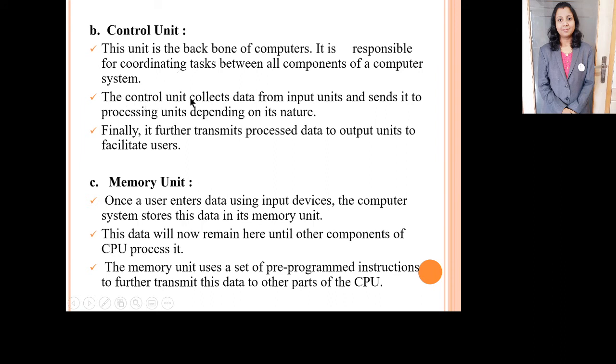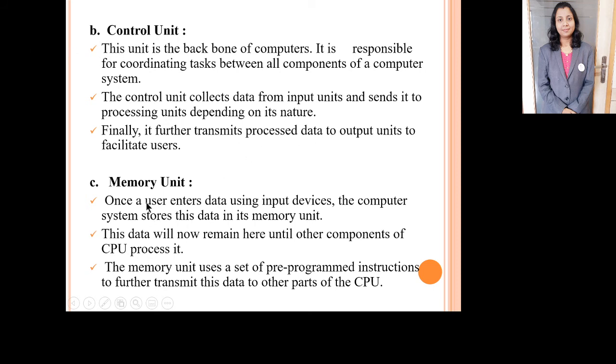What this control unit does is it collects the data from the input units and sends it to the processing units depending on its nature. So this is the main unit which sends the input to the processing units. Finally, it transmits the processed data to output units to facilitate the users. After the data is processed and information is created, that is transmitted to the output units by the control unit.